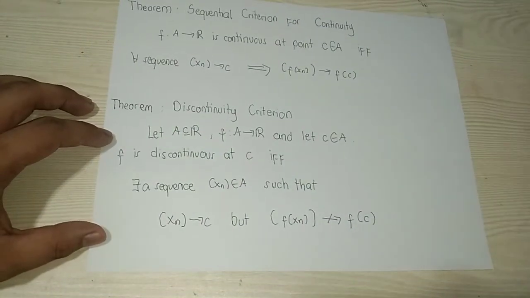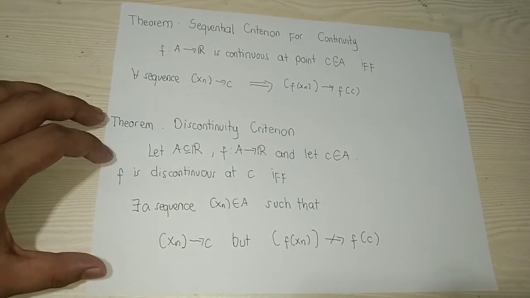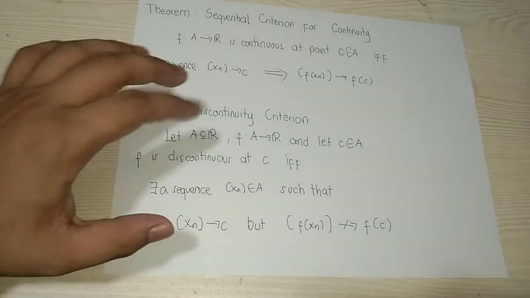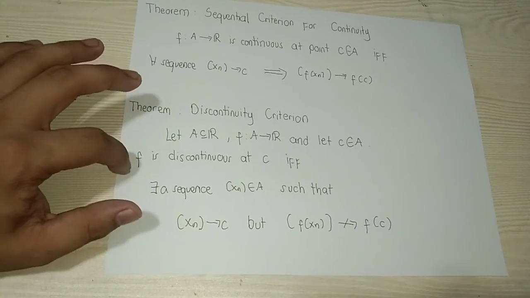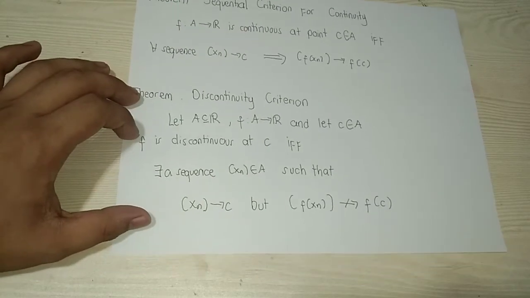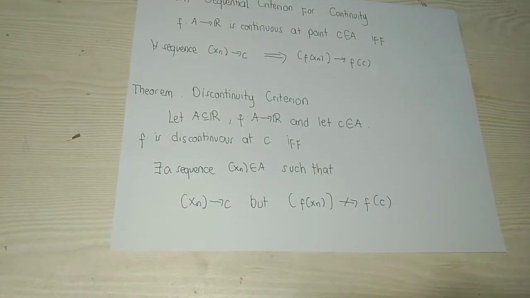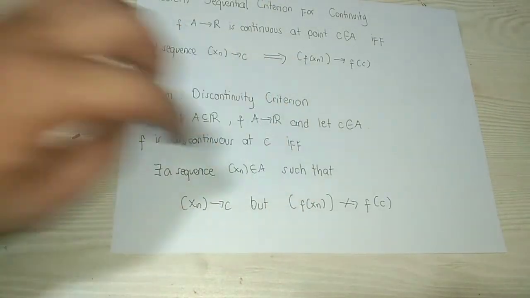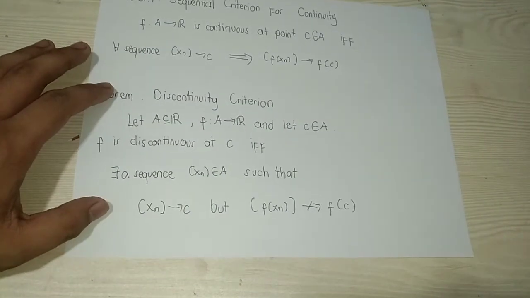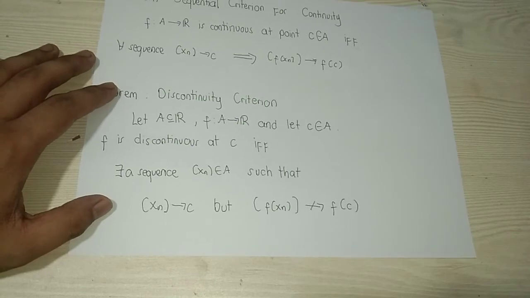And then, of course, kung meron tayong sequential criterion for continuity, meron din tayong discontinuity criterion. So dito, let A be a subset of R, f a function from A to R, and let c be an element of A. f is discontinuous at c if and only if there exists a sequence. Meron tayong isang sequence such that yung sequence na yon nagko-converge sa c, pero kapag nilagay mo na siya sa function, yung sequence ng f of x sub n, hindi nag-converge sa f of c. Okay? So, doon natin masasabi na discontinuous ang function.